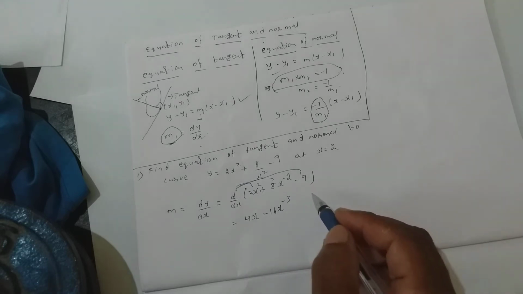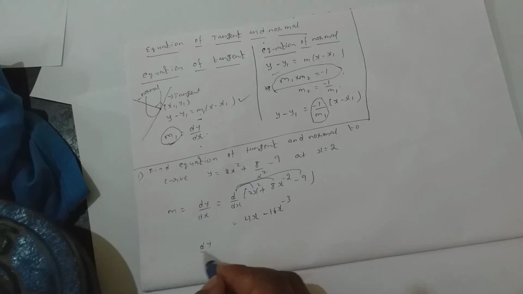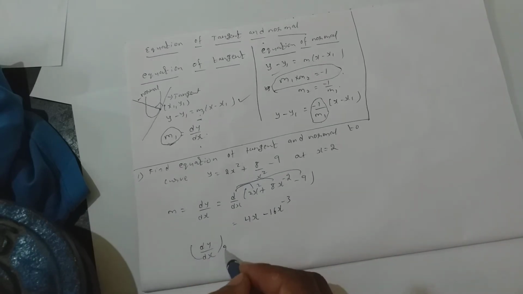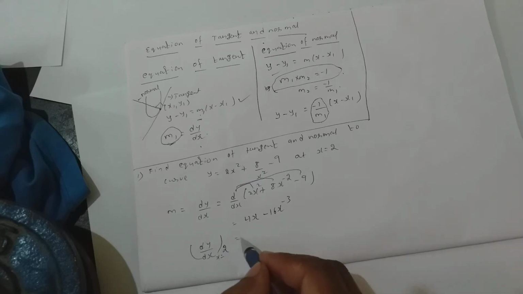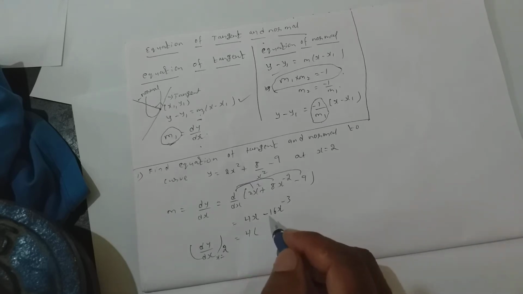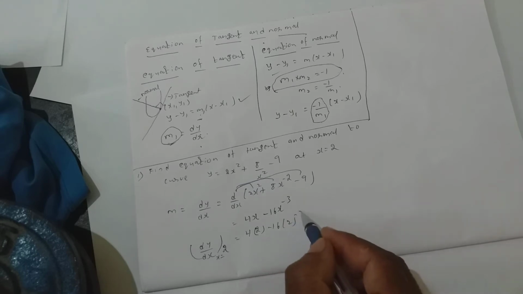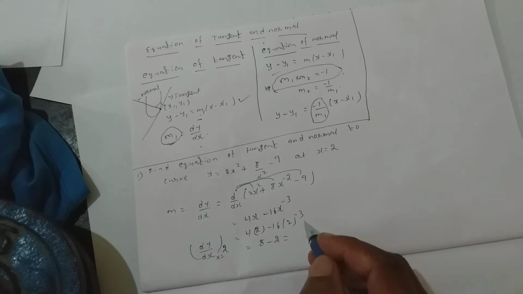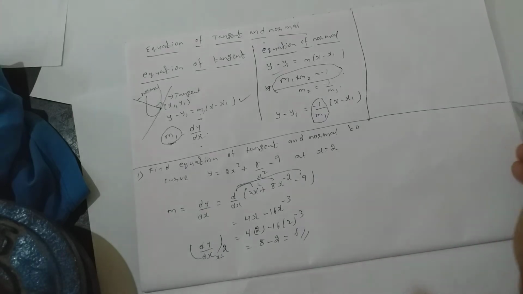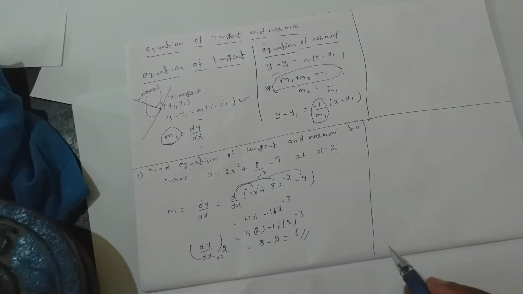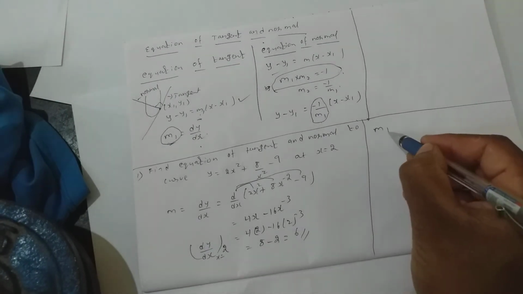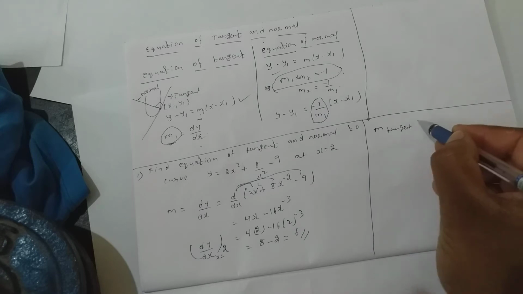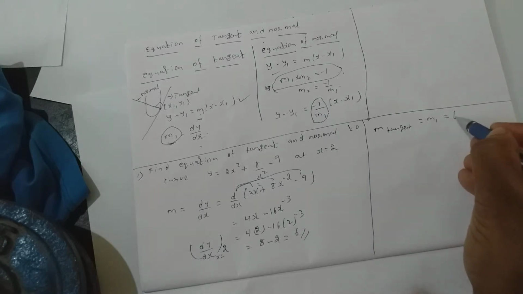At which point do I need the slope? I need the slope when x equal to 2. So replace x by 2. So it becomes 4 into 2 minus 16 into 2 power minus 3. So here it is 8 minus 2, which will give me 6. Am I clear? So my slope of the tangent, m1, is 6.